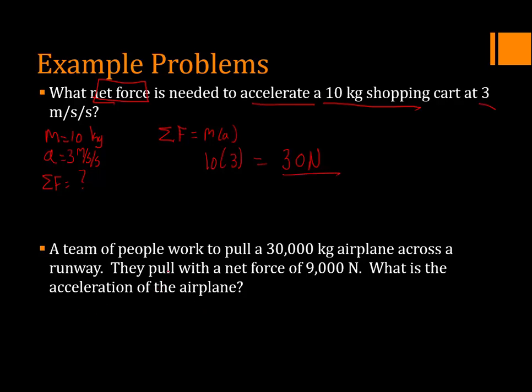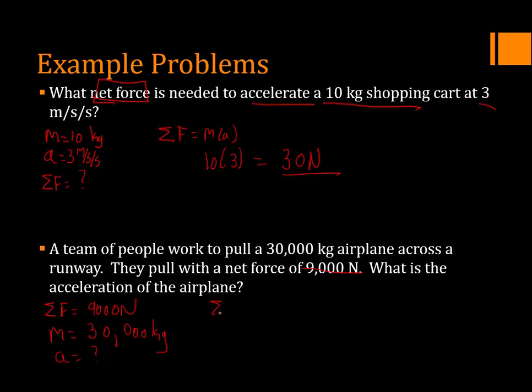Another one. A team of people work to pull a 30,000 kilogram airplane across a runway. They pull with a net force of 9,000 newtons. What is the acceleration of the airplane? So we're given net force equals 9,000 newtons. We're also given that the mass of the airplane is 30,000 kilograms. That's a very big airplane. And we're asked to find what's the acceleration.